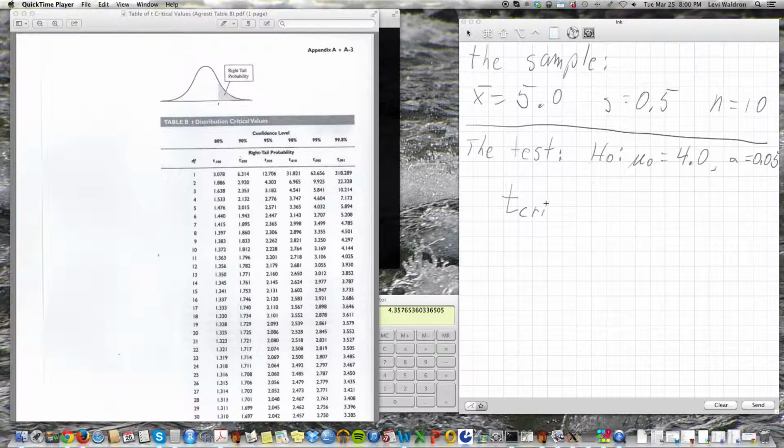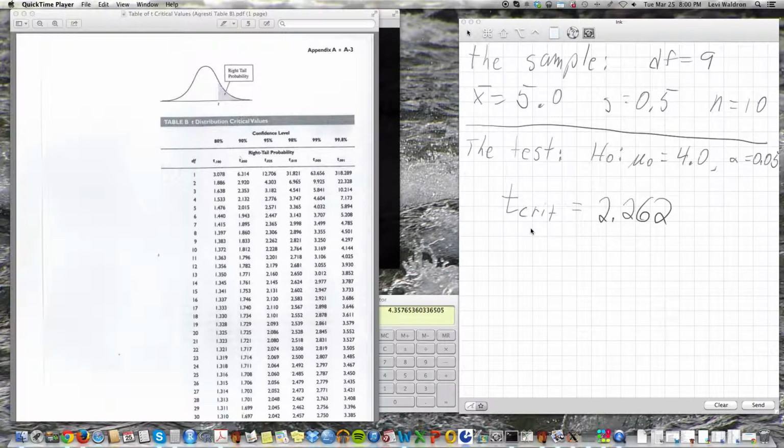So the critical value is 2.262. I got that from looking under t 0.025, and it's half of 0.05 because this is just one tail, but we're doing a two-tailed test, so it's doubled. So 2.262 because we have 9 degrees of freedom. Degrees of freedom equals 9, 10 minus 1.